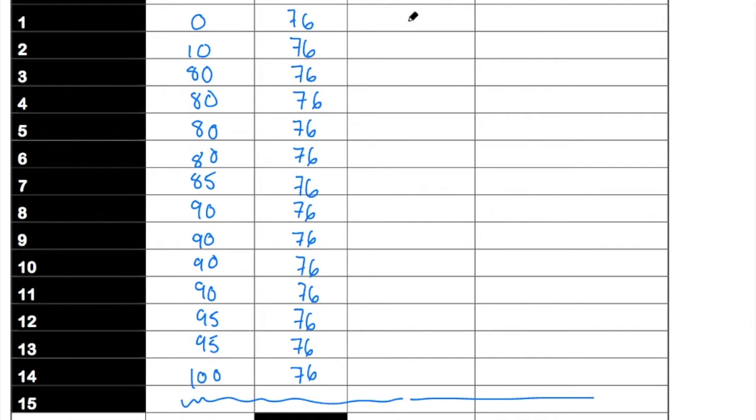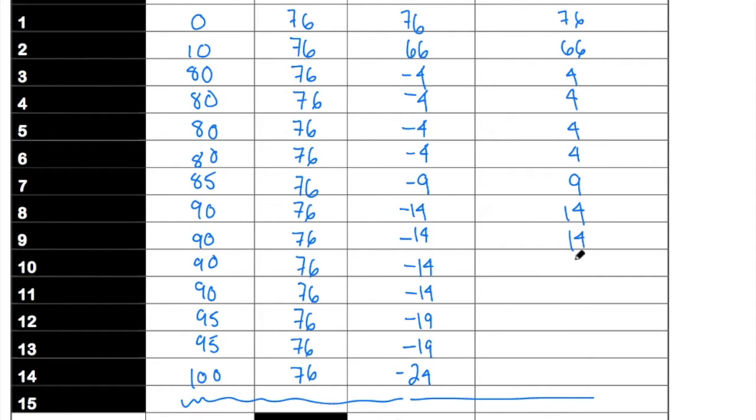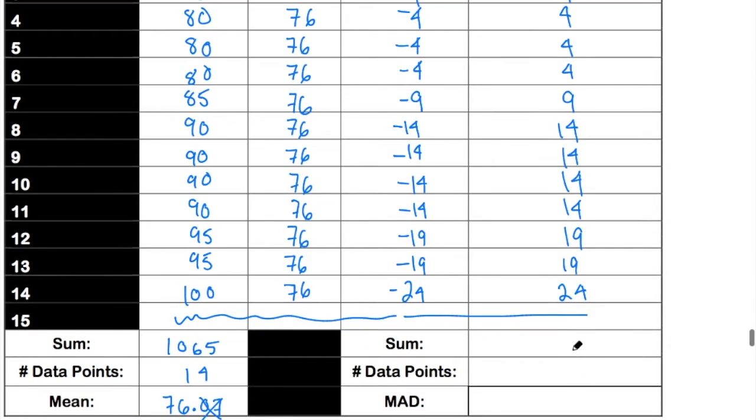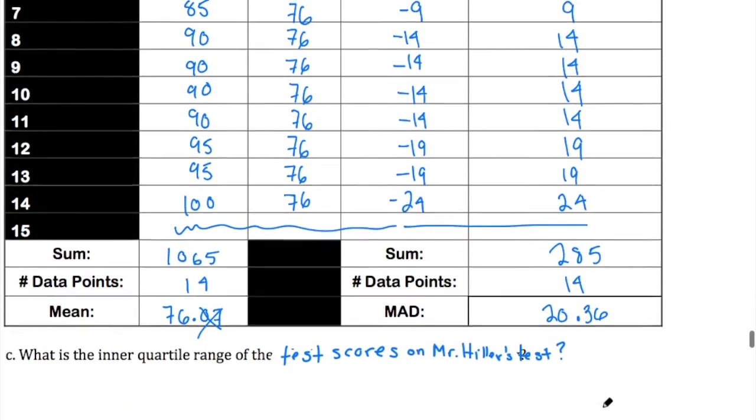Okay, finding the deviation, 76 minus 0 is 76. 76 minus 10 is 66. And then we'll get a bunch of negatives. So negative 4 happens 4 times here, and then negative 9. And then negative 14 happens 4 times here, negative 19 twice, and then negative 24. Go ahead and take the absolute value of those in the last column here real quickly. Okay, so we sum all those absolute deviations. We get 285 divided by our 14 data points gives us a MAD of 20.36.